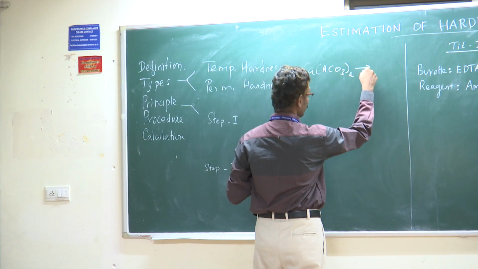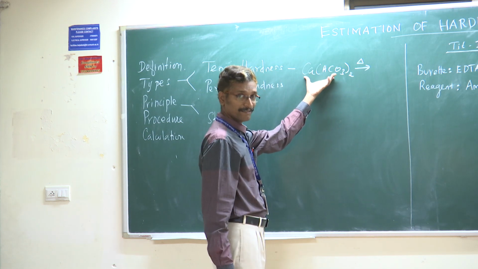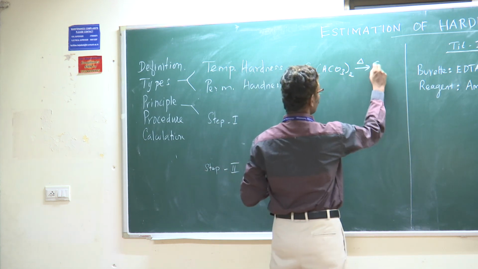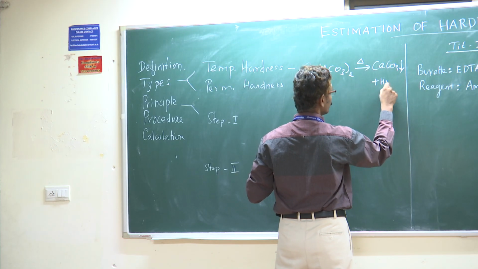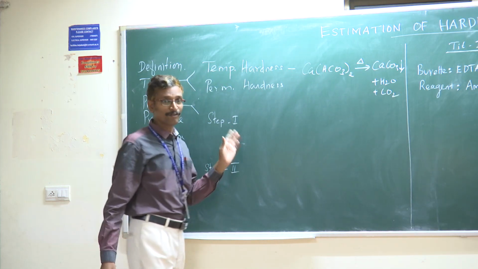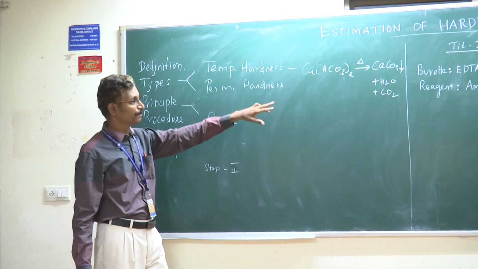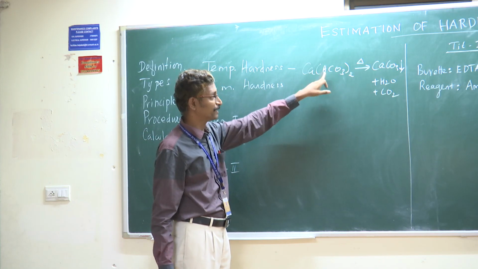If you just boil the water, the salts present in the water can be easily precipitated as CaCO3 plus H2O plus CO2. So temporary hardness can be easily removed by boiling. It is mainly due to the presence of bicarbonates of calcium and magnesium.